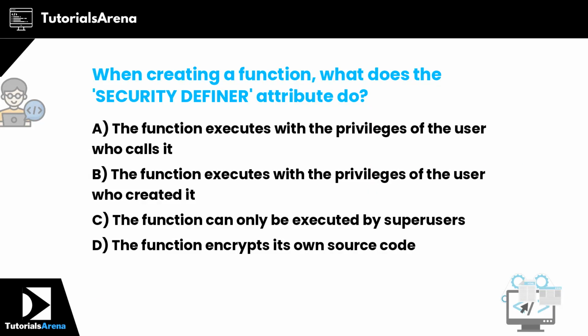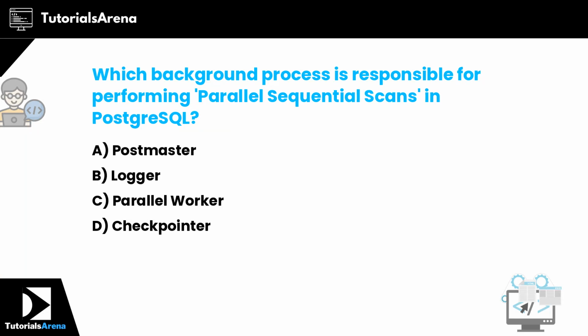When creating a function, what does the security definer attribute do? The correct answer is option B. The function executes with the privileges of the user who created it. Which background process is responsible for performing parallel sequential scans in PostgreSQL? The correct answer is option C, parallel worker.